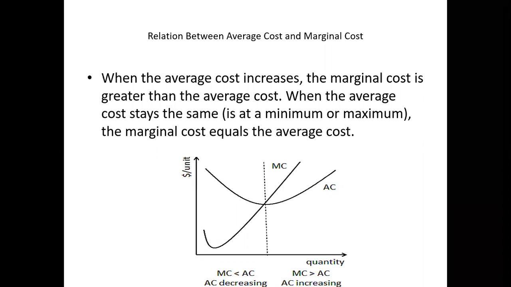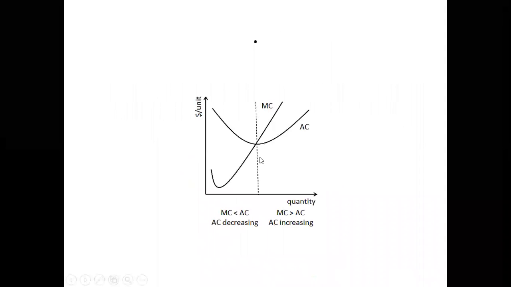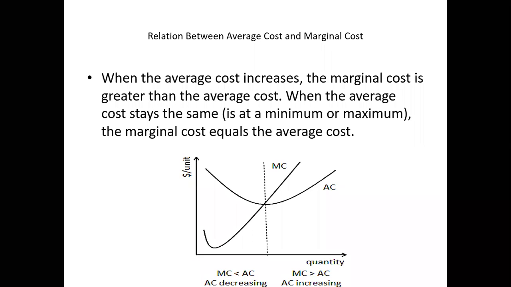So let's see if we have more slides or not. No, we don't have any slide. So this is all about our average cost and marginal cost. I think all of you are able to understand what average cost and marginal cost are, and tomorrow you have questions from these chapters. Okay.